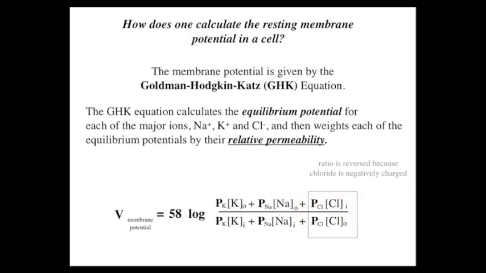I just want to point one thing out to you, and that is the ratio of chloride is reversed. That is, it's the concentration of chloride on the inside over the concentration of chloride on the outside, which is different from sodium and potassium because they're the concentration on the outside over the inside. This is a minor point, and it's reversed only because chloride is negatively charged. It's a minor point. Don't worry about it. Just realize that chloride is different.